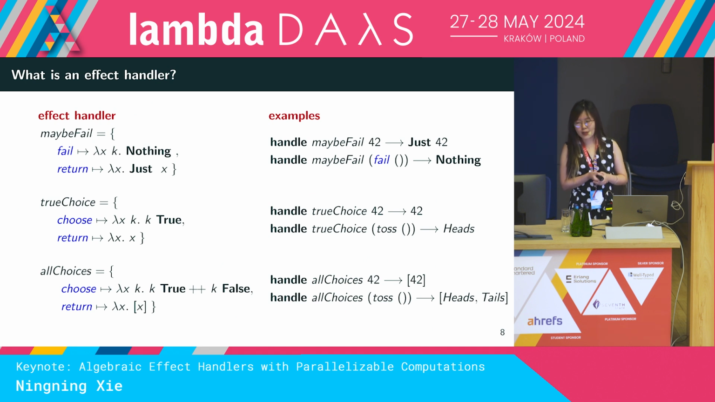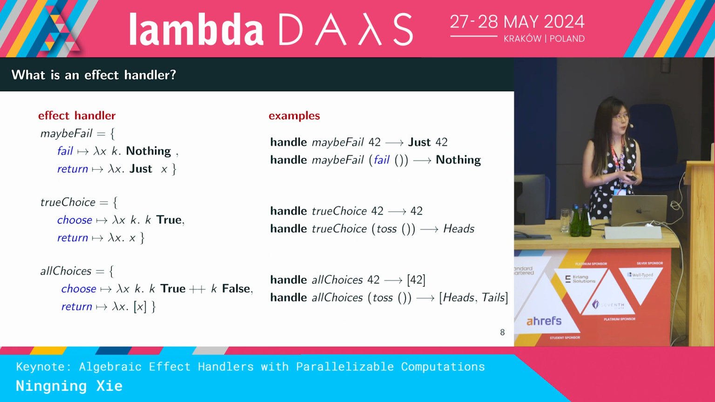But inside this choose operation, the handler says, let's resume the original computation twice by calling this k twice with true and false respectively, and concatenate their results. And in this case, the return clause wraps the computation result into a singleton list. So now, if we handle 42 using all choices, we will get a list back with only a single element 42. But if we handle toss with the handler all choices, then in this case, we are going to get a list with both heads and tails, because we resumed the computation twice with the choose operation returning true and false respectively.